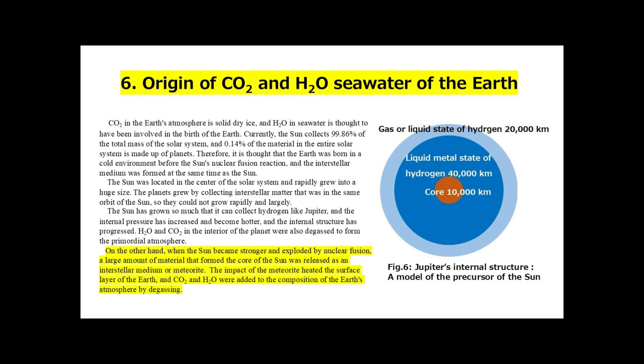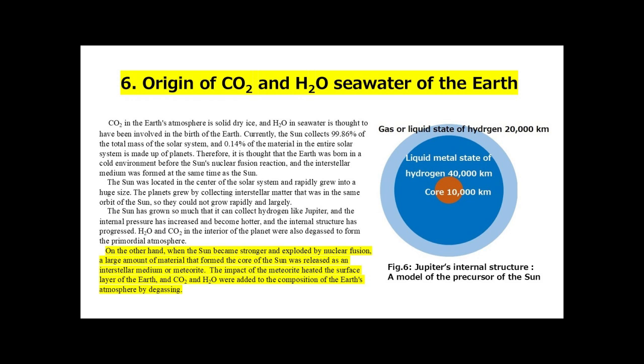The Sun was located in the center of the solar system and rapidly grew into a huge size. The planets grew by collecting interstellar matter that was in the same orbit of the Sun, so they could not grow rapidly and largely. The Sun has grown so much that it can collect hydrogen like Jupiter, and the internal pressure has increased and become hotter, and the internal structure has progressed. H2O and CO2 in the interior of the planet were also degassed to form the primordial atmosphere.